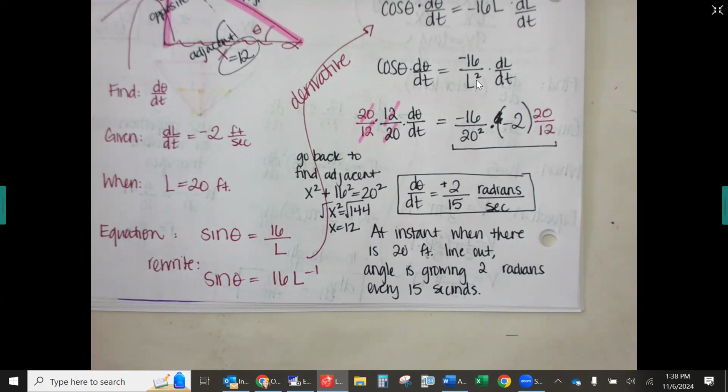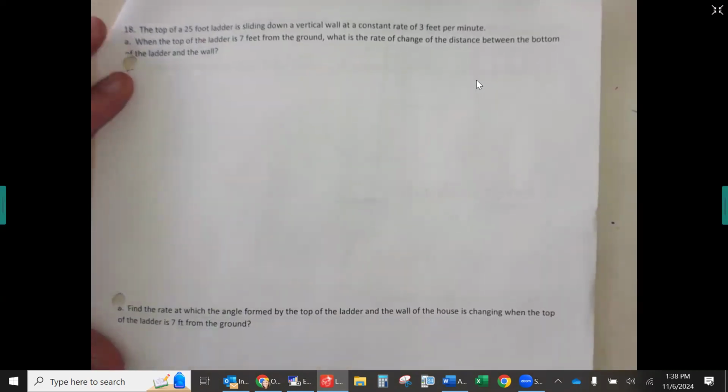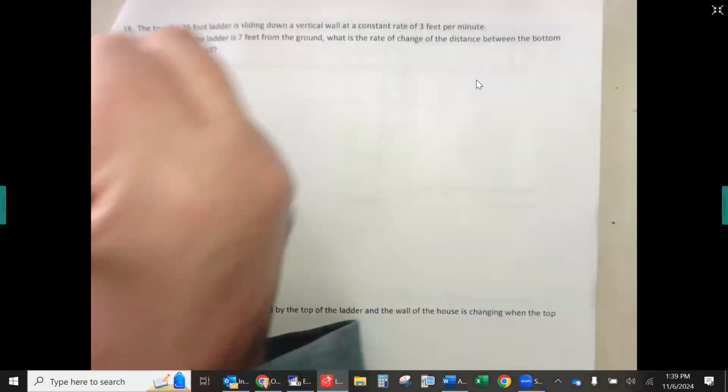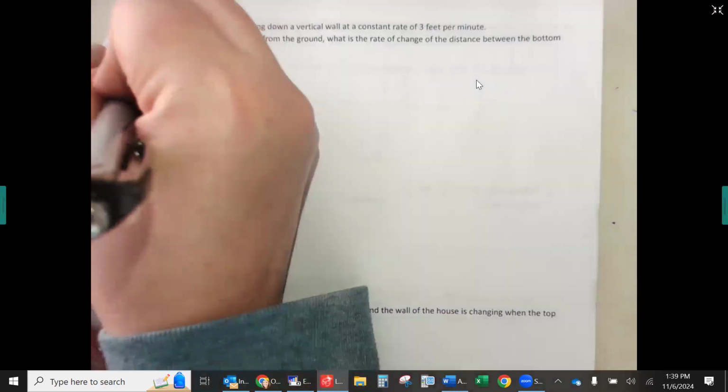All right, go ahead and turn ahead for me, please, to let's just do the next one, it's fine. 2. We only have to do 3 more. They kind of take long, but it's okay. So next one. Okay, we have the top of a ladder sliding down a vertical wall at a constant rate of 3 feet per minute. Draw the wall. Draw the ladder.